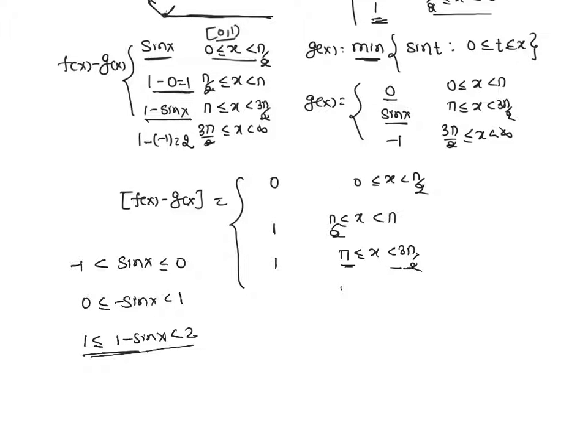Now after 3π/2, if I take x greater than or equal to 3π/2 to infinity, the value is 2. So the greatest integer of 2 is 2. So the range of [f(x) - g(x)] is nothing but 0, 1, 2. So this is the range. This is the answer.